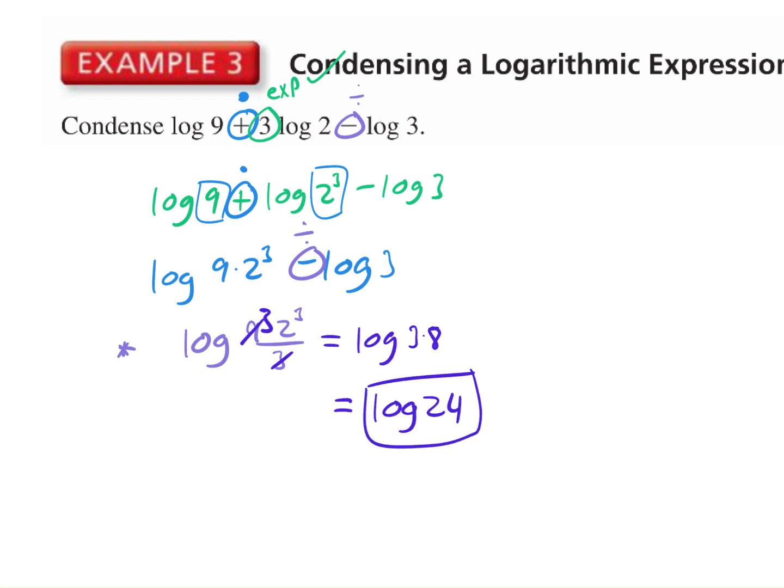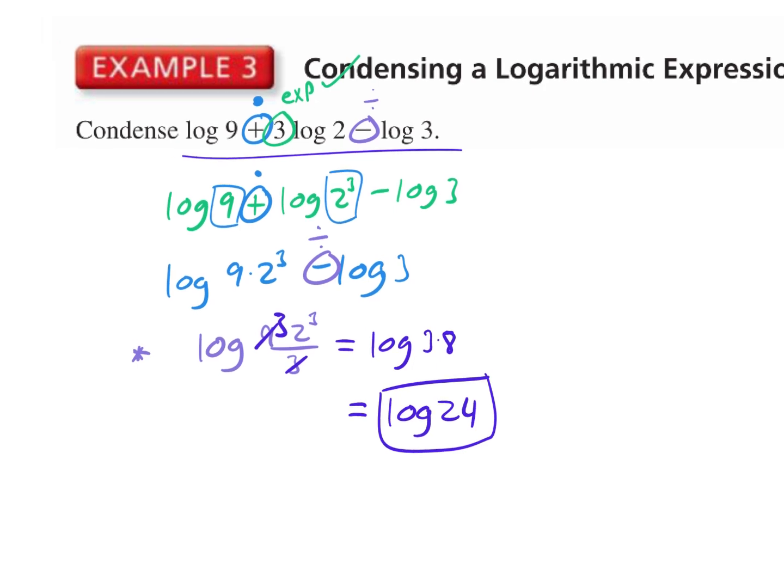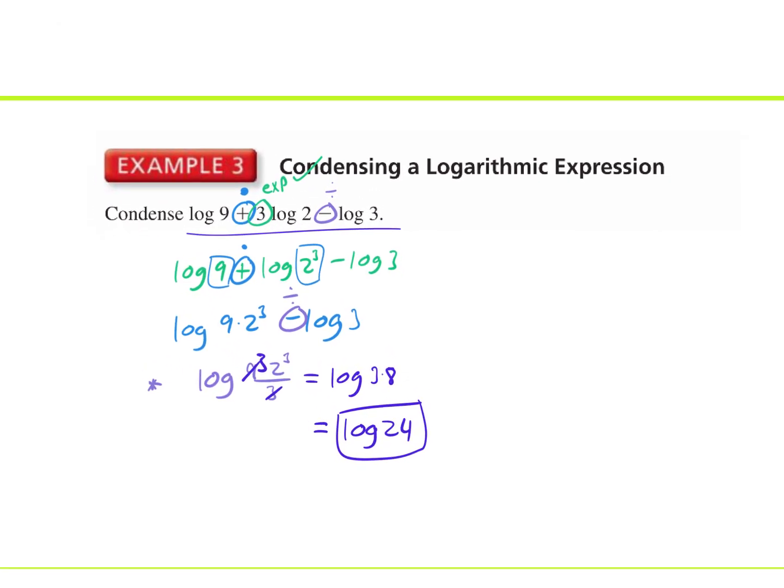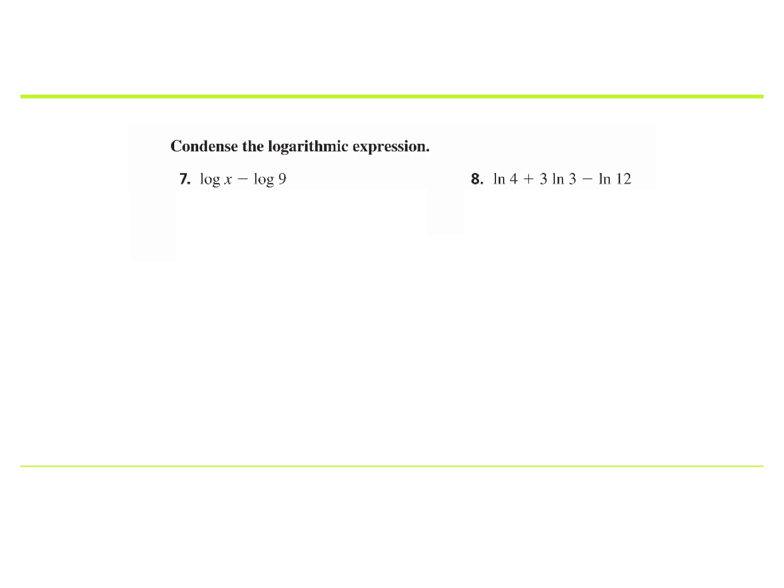So this big expression that we originally started with became something really, really small. We just have one singular log with just one thing inside of it. So that's where condensing gets useful. It's to making expressions look a lot simpler. Let's do the same thing with this one.